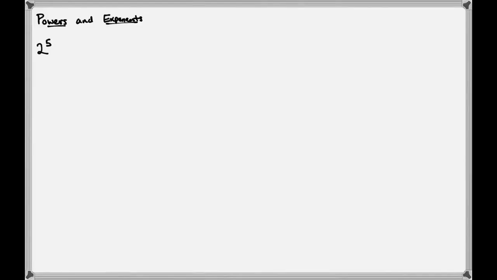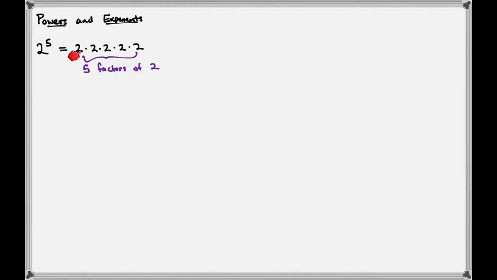Let's begin by talking about powers and exponents. Here I have an expression, 2 to the fifth. This expression is called a power, and the way to interpret it is as repeated multiplication. So I'm going to take 2 times itself 5 times. So what I have is 5 factors of 2. Try to use that terminology correctly.